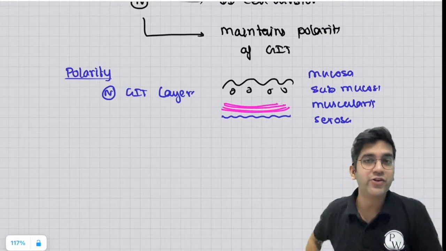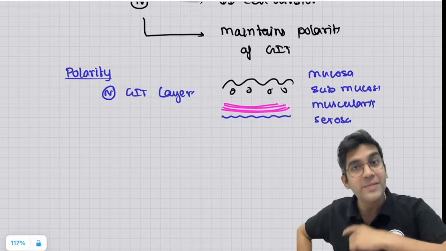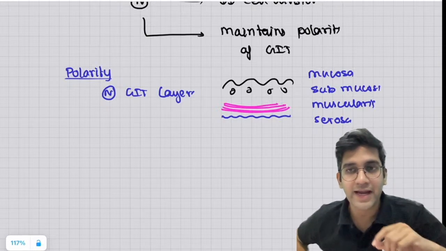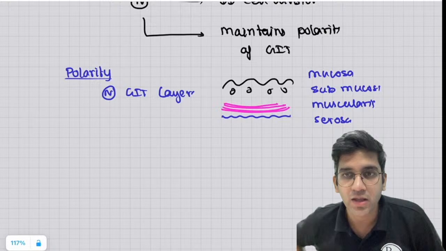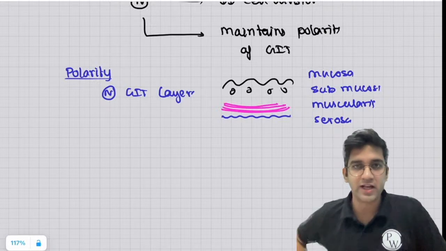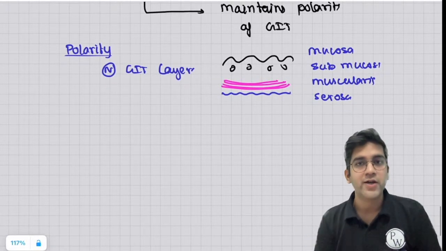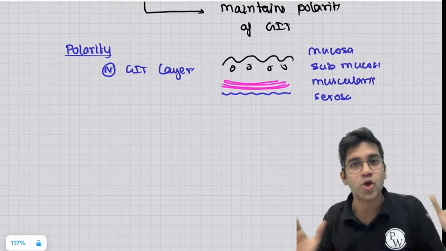GIT is from oral cavity to anal canal, close to 8-9 meters long, right? So 8-9 meters long. I can see your chat, Karthik. You can comment on it. It's not recorded. I have an 8-9 meter long GIT.